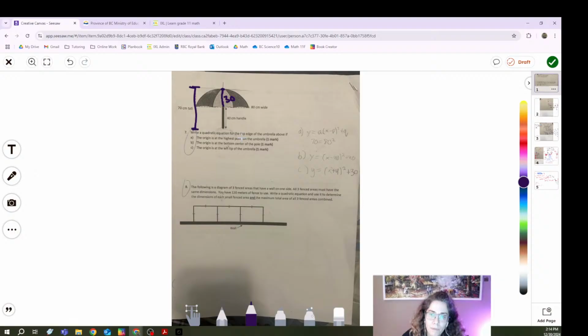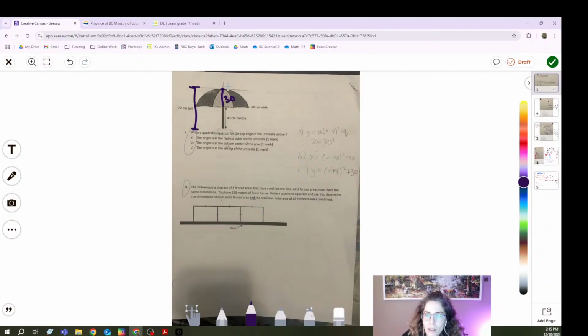Now, why is that important? I don't know yet. Let's see. Write a quadratic equation for the top edge of the umbrella above if the origin is the highest peak. So this is now our origin, which is telling us this is the parabola that we're graphing. So if that's my origin, this is my new 0, 0. So what do we want to do with this? We've got it 80 centimeters wide, which means I'm going to have 40 on this side and 40 on this side to split that line of symmetry. I'm just talking out loud as I'm trying to figure this out. Okay, so how does that help us?